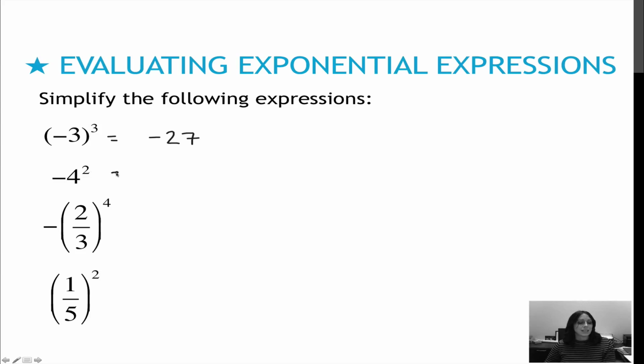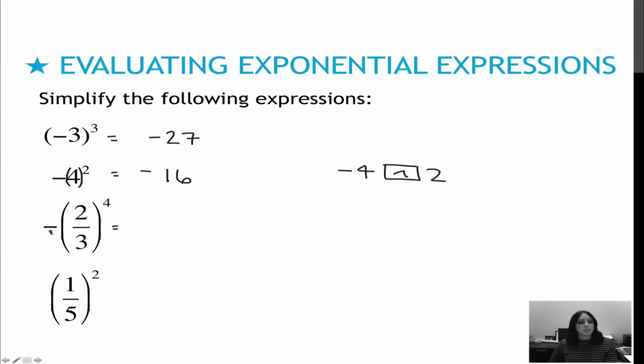And then my second question, I've got -4 squared, but remember that negative is not in the parentheses. So I'm going to take 4 squared, which is 16, and then I'm going to put the negative on there so that my answer is -16. If I plug it into my calculator correctly, I can plug it in just like this. Make sure that you don't put the parentheses around the -4, and you should be fine.